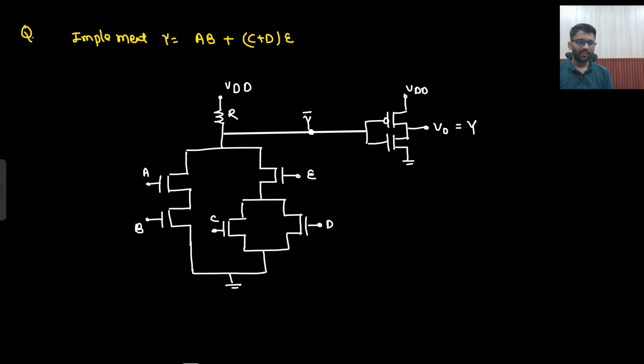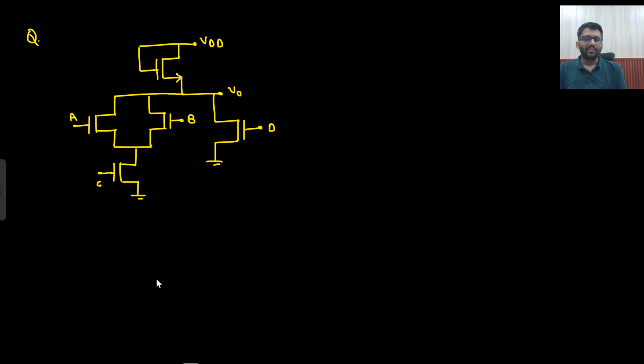Okay, then let's see some questions. What does this represent? V naught is equal to what? A plus B, into C parallel to D, and then there is a bar. Don't forget this bar ever. A plus B into C plus D, and then bar. This is your V naught.